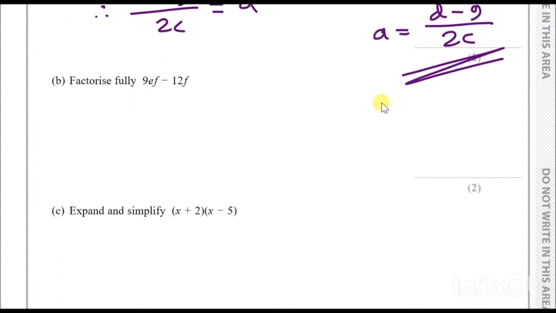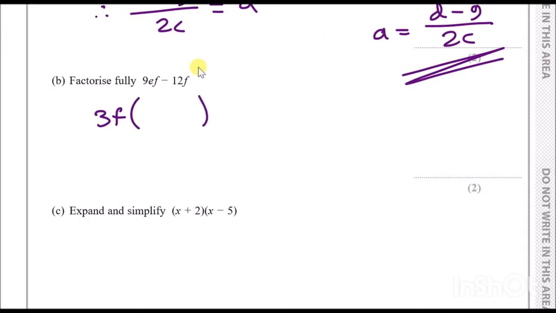Now for part B, we've got to factorize fully 9EF minus 12F. So to factorize, it just essentially means you've got to divide both of these terms by common factors, yeah? Numbers and letters, by the way. So for the numbers, we can look at 9 and 12, and we can see that they're both in the 3 times table. So this means we're going to whip out a 3 outside, some bracket. And now we look at the letters, well, they both have an F. So we can whip out F as well. And then we write a bracket like this.